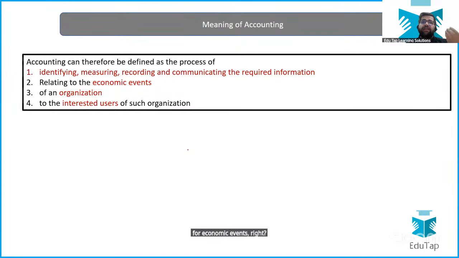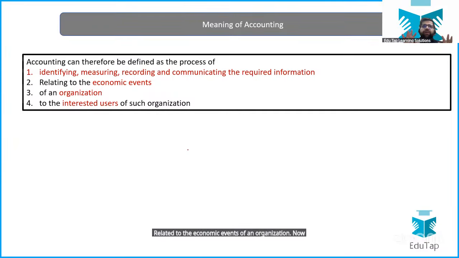Right? And economic events are of what? Organization only. Economic events are related to the organization itself, the business. Yes, very good. It is related to the company itself or the enterprise. So, identifying, measuring, recording, communicating the required information related to the economic events of an organization.